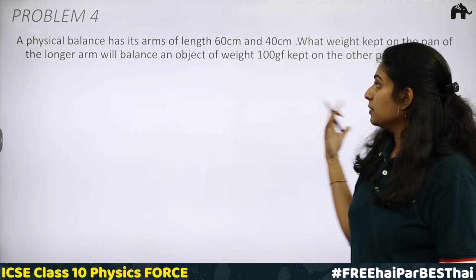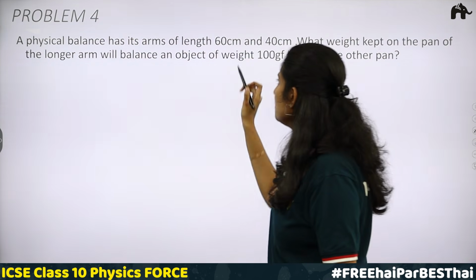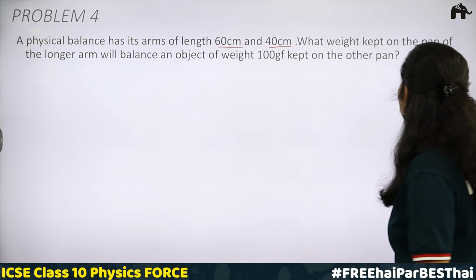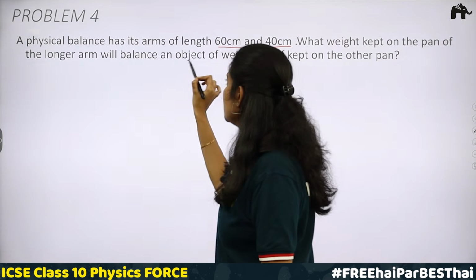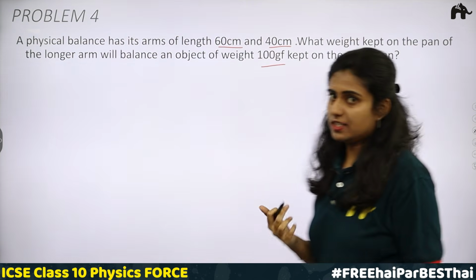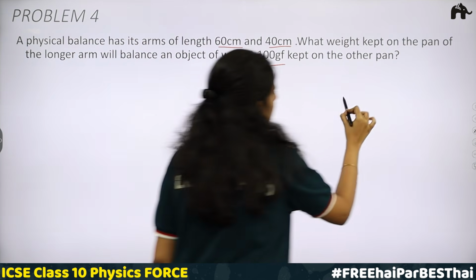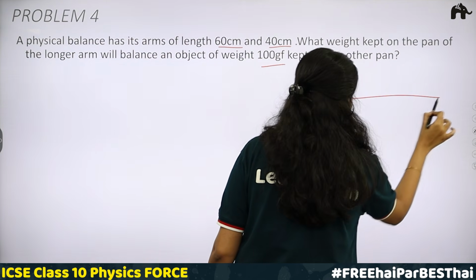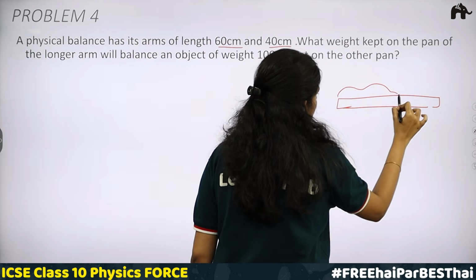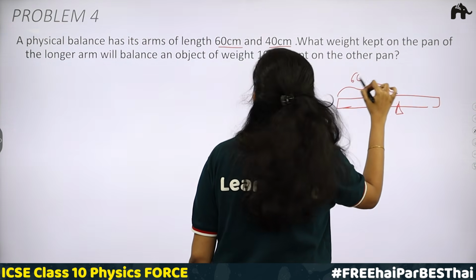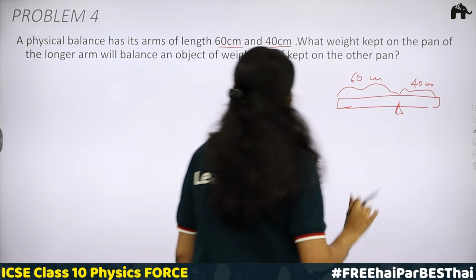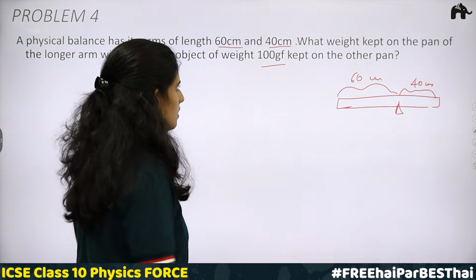Okay. Problem number 4. A physical balance has its arms of length 60 centimeter and 40 centimeter. What weight kept on the pan of the longer arm will balance an object of weight 100 GF kept on the other pan? Okay, here we have the physical balance. Okay, the arms of length, one is 60 centimeter and the second is 40 centimeter. Okay, the longer arm is the 60 centimeter one.